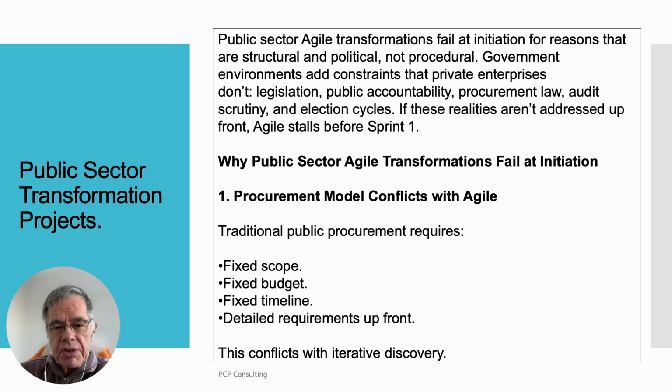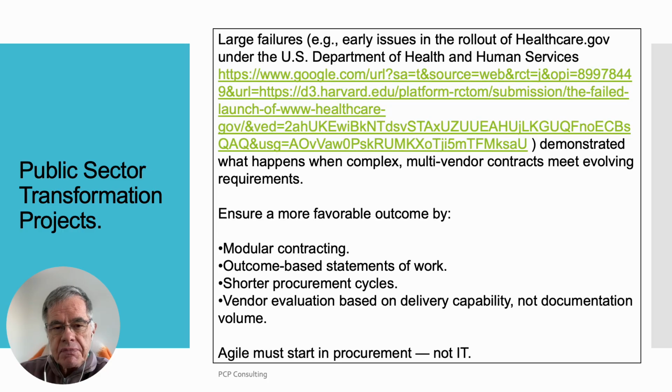Public sector agile transformations fail at initiation for the following reasons. The procurement model conflicts with agile. Traditional public procurement requires a fixed scope, fixed budget, fixed timeline, and detailed requirements upfront. This conflicts with iterative discovery.